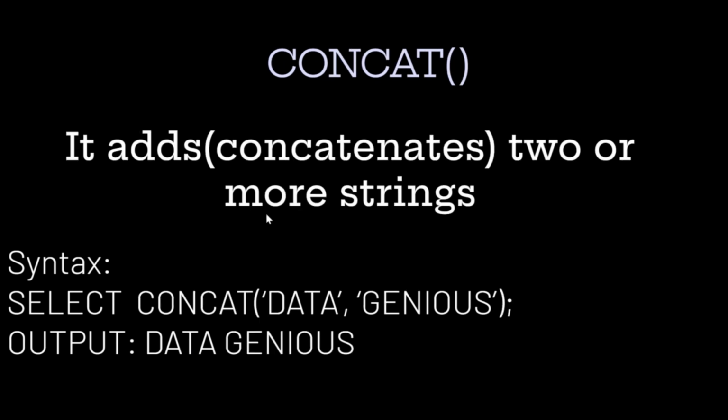Move to the second function. The second function is concat. What it does is it adds, or concatenates, two or more strings. So the syntax is select concat data genius. The output will be data genius. Here actually one extra space is added in one string, but the output will be data genius without any space.